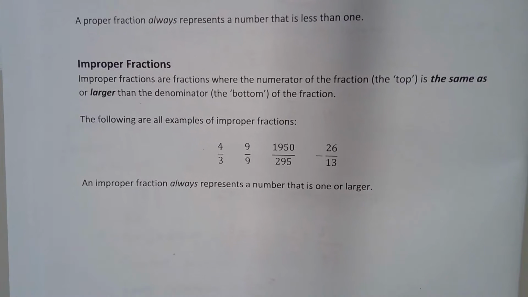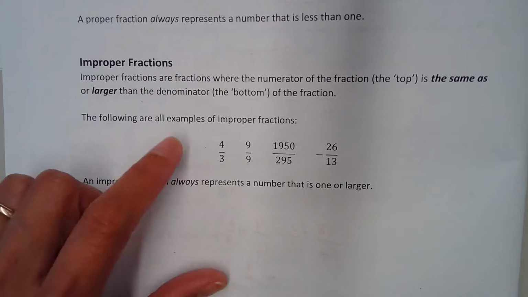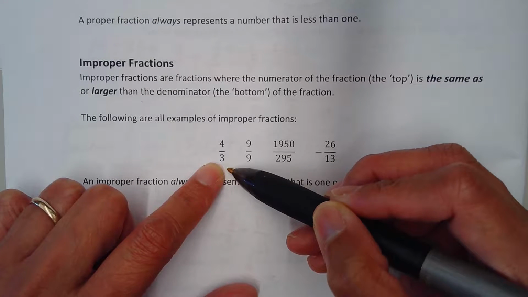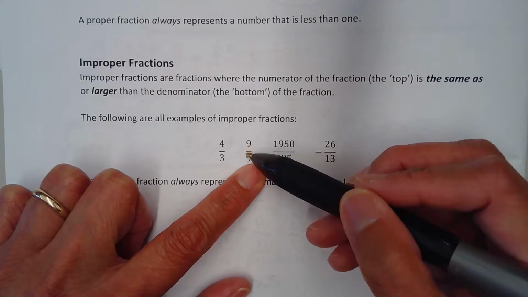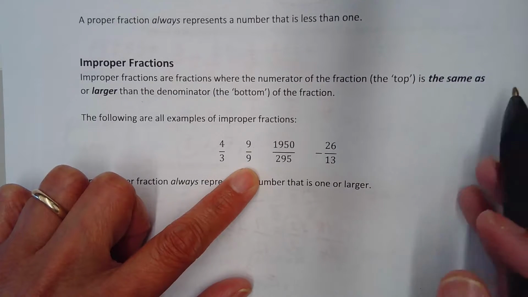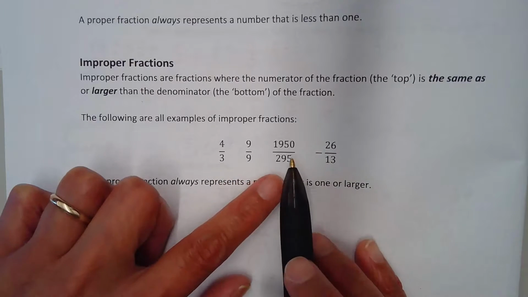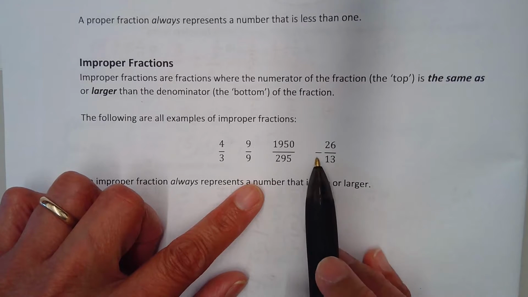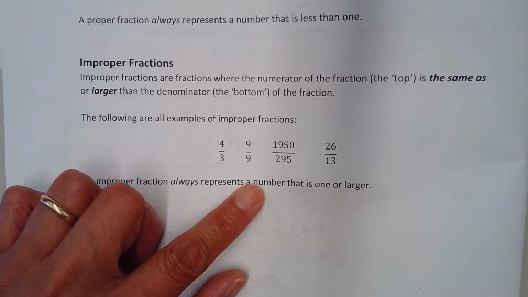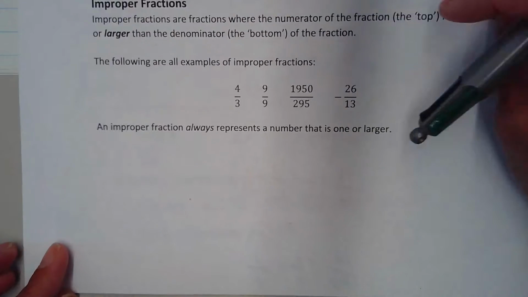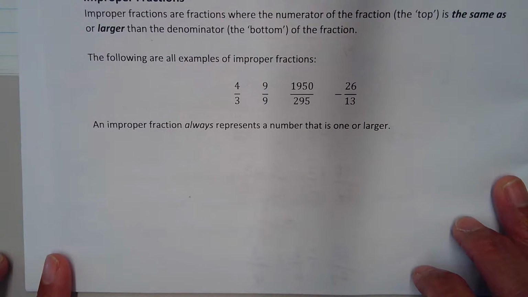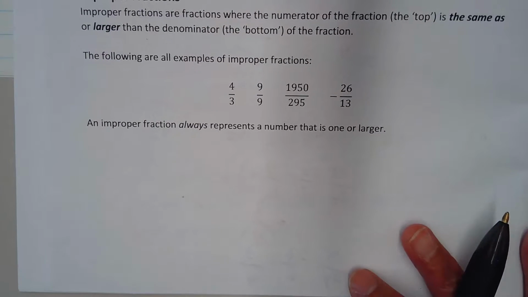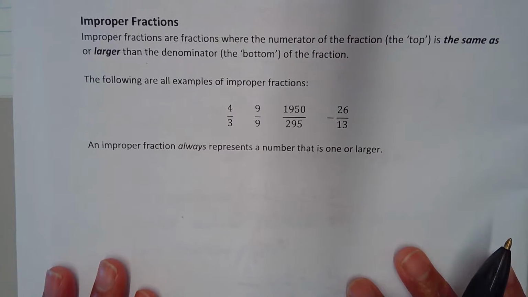Okay, so here are the following examples of improper fractions. 4/3. So 4/3 is an improper fraction. 9/9, which is equal to or larger, so this one's equal to 1. Then 1950/295, then negative, and then 26/13. So an improper fraction always represents a number that is 1 or larger. And what are we talking about, 1 or larger? Where did that 1 come from?